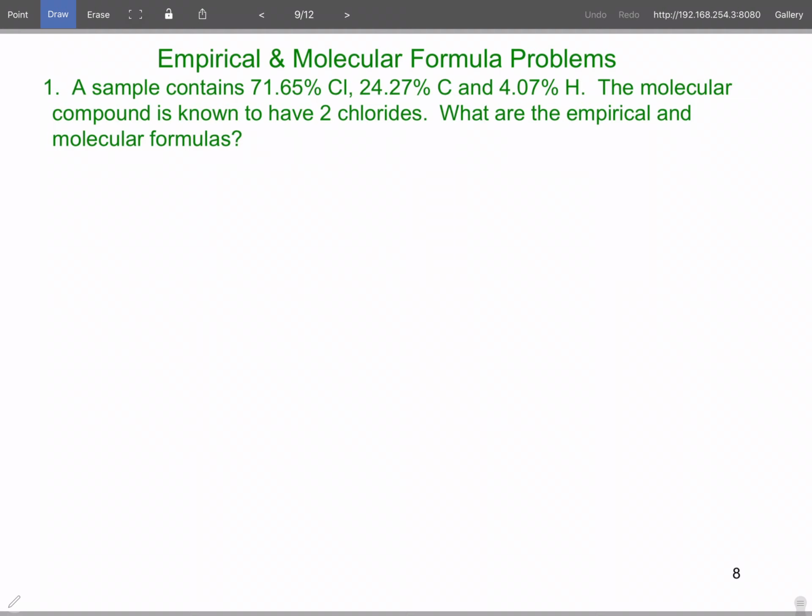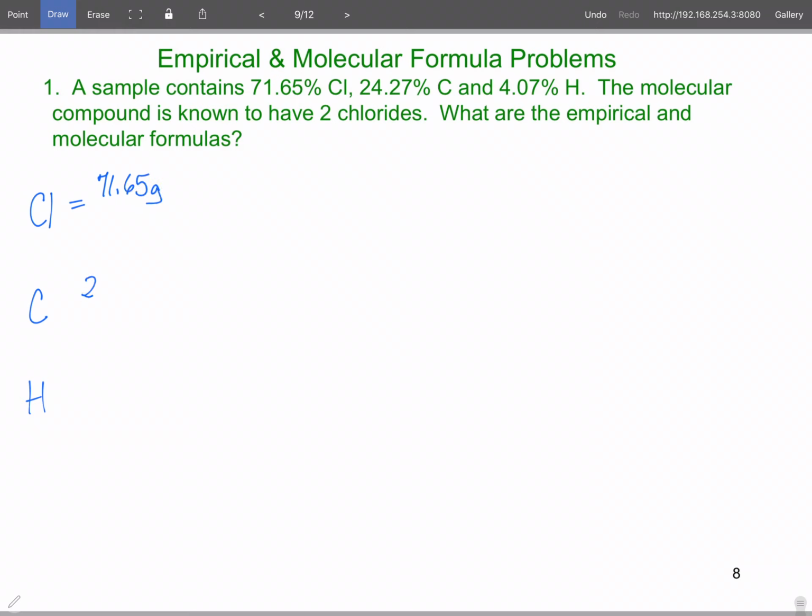And the reason why I say that is if you keep things in order, then you don't have to keep up with your units so bad because your units follow. And it is critical in chemistry 1211 that you keep up with your units. So we're going to do chlorine in this row. We're going to do carbon, and we're going to do hydrogen. We don't have to do them in that order, but that's the order they're given in, so it's easier. We're going to start by assuming the percentages are grams.